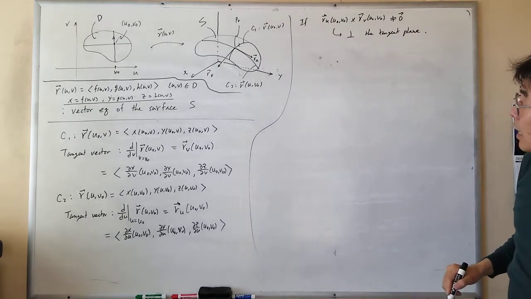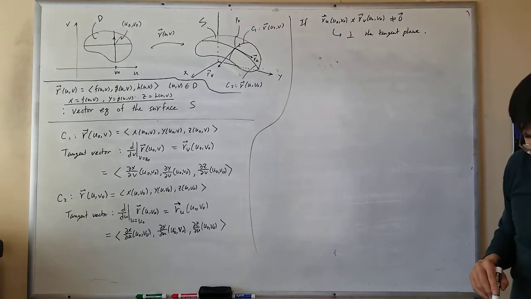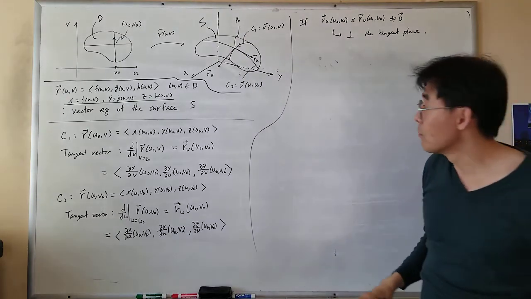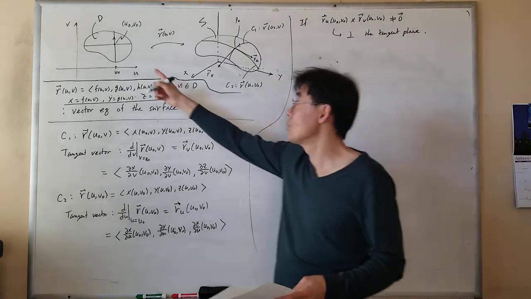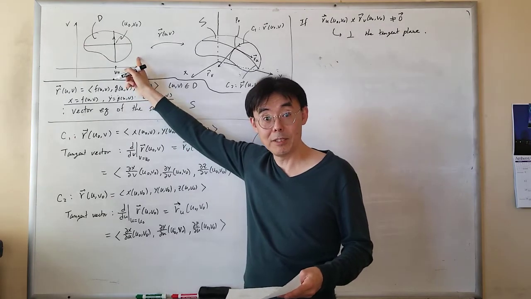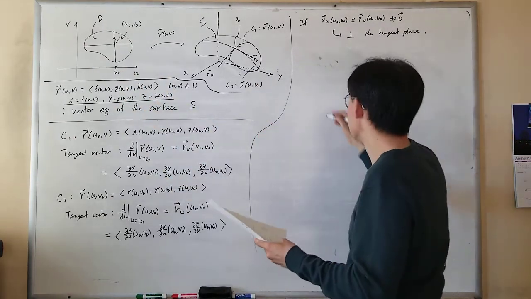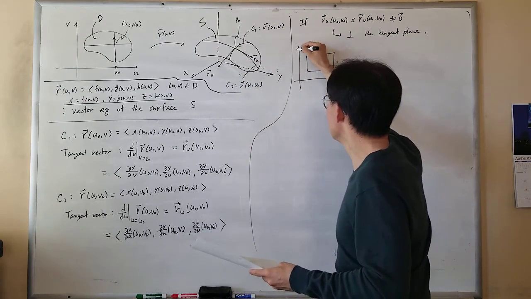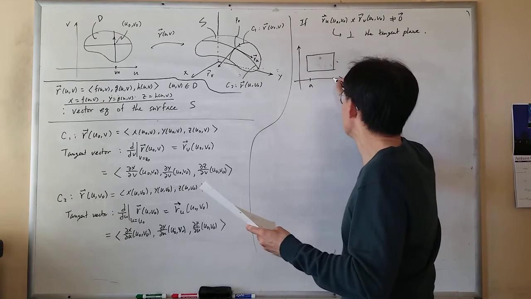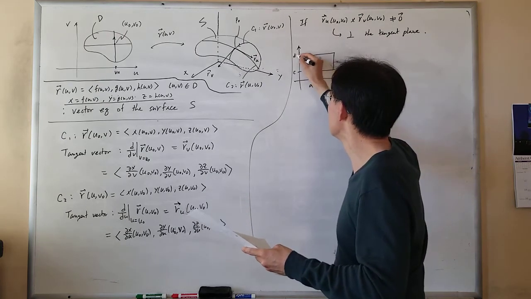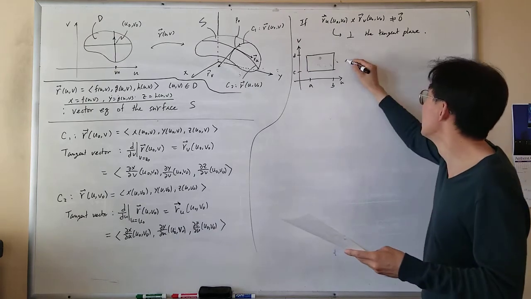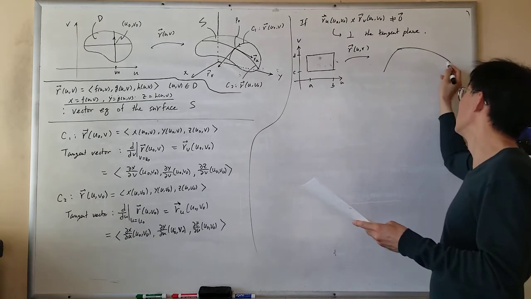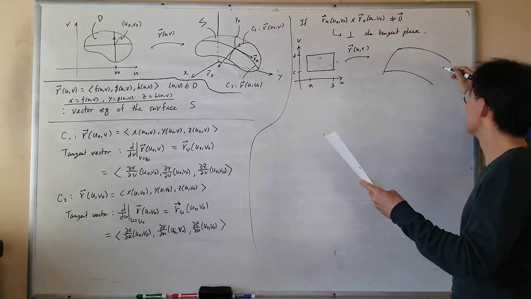All right. Now we want to find the surface area of this one. First of all, let's consider the case where our parameter domain D is a rectangle. So u and v, as usual, a to b, c to d. From the vector equation r of u, v, let's say you get some surface like this.